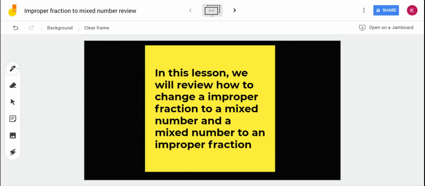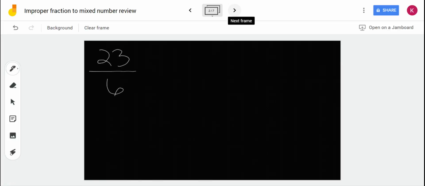In this lesson, we are going to review how to change an improper fraction to a mixed number and a mixed number to an improper fraction. We have already learned this. You learned this in 4th grade too, but this is going to become very important when we get into multiplying mixed numbers very soon, so make sure you remember how to do this.